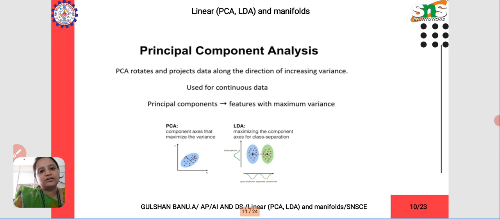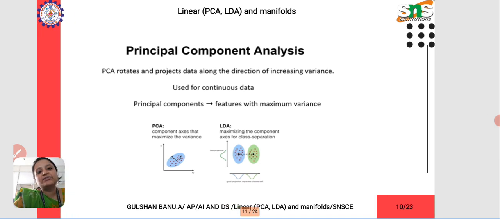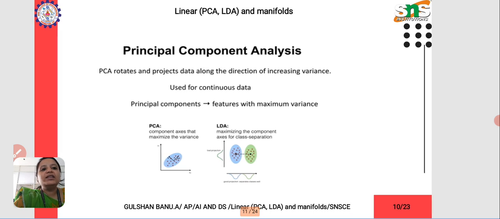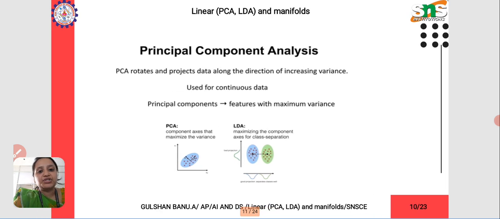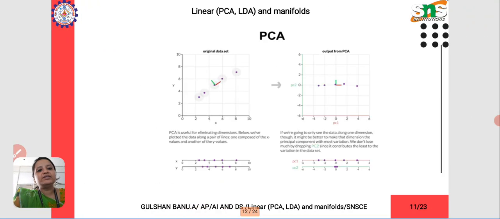See, now in this we have given the examples or the differentiation of how PCA and LDA will be done. In LDA, it maximizes the component axis for class separation. Now in PCA, the component axes maximize the variance. See, in this there is a class separation, and in this you have a single process. In that you have different kinds of variations associated with the single process. So that is the difference between these two things.